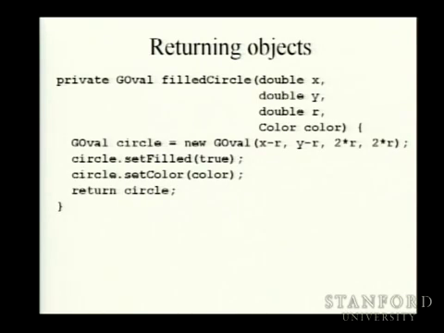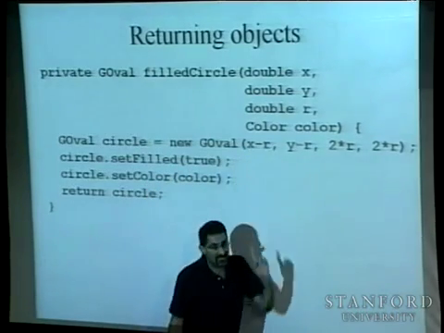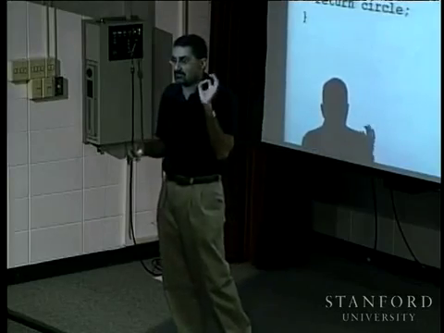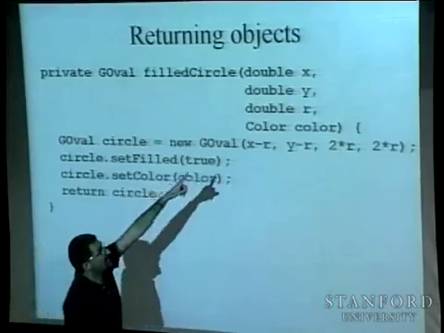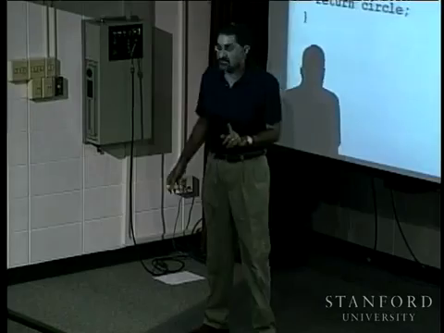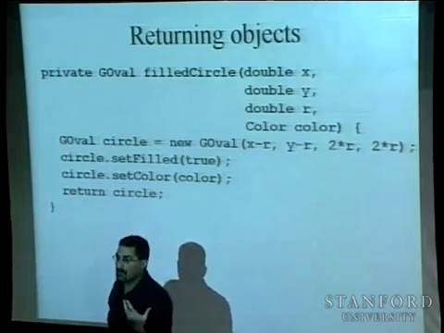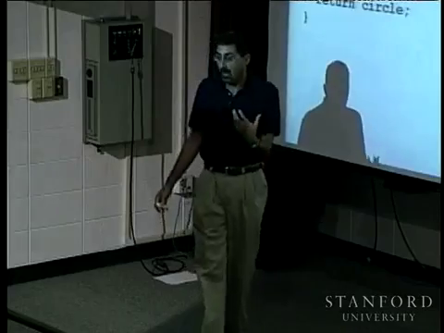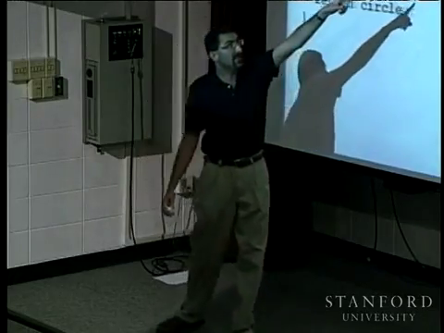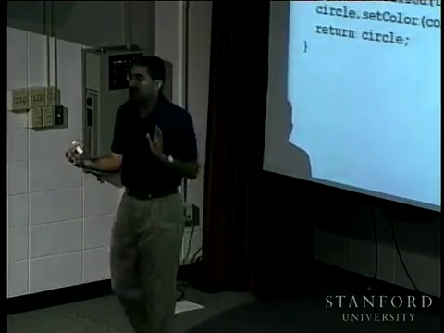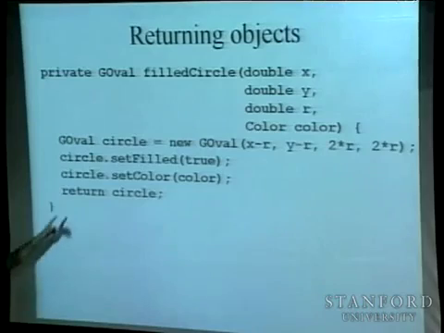And what I'm going to give to this method is some x and y location for the center of the circle. Notice that's different than what a GOval expects, which is the upper left-hand corner. I'm going to specify an x-y location, which is the center of the circle, a radius for that circle, and a color. And what I want this method to give back to me is an actual object that is a circle whose center is that xy. It has the given radius r, and it's filled in of that particular color. Well, how do I do that?